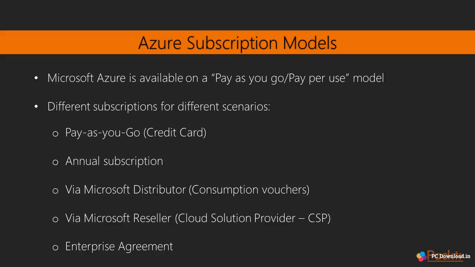Other mechanisms are using Microsoft Distributor, where you can buy consumption vouchers. So instead of using a credit card, you go out to your Microsoft Distributor channel and you buy a couple of consumption vouchers, where each voucher has a certain value of consumption for Azure services. Another model is through a Microsoft reseller known as a Cloud Solution Provider or CSP, where instead of paying directly to Microsoft, you're paying to your solution provider.